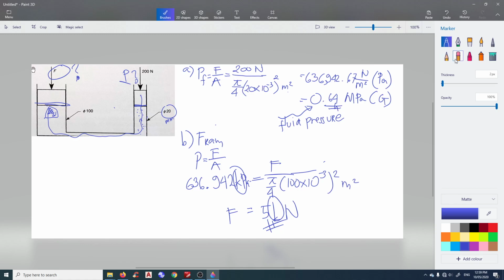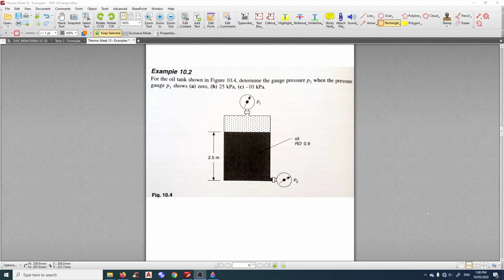Alright, let's clean the board. Okay, let's have a look at another example here. We have example 10.2. So we have a tank filled with oil about 2.5 meters high, and there is gas here as well. So we have a pressure gauge on top there, a pressure gauge at the bottom, and we are given the relative density of oil is 0.9.